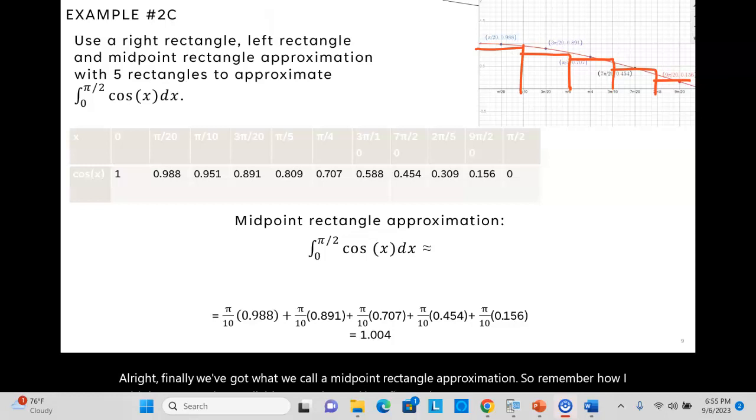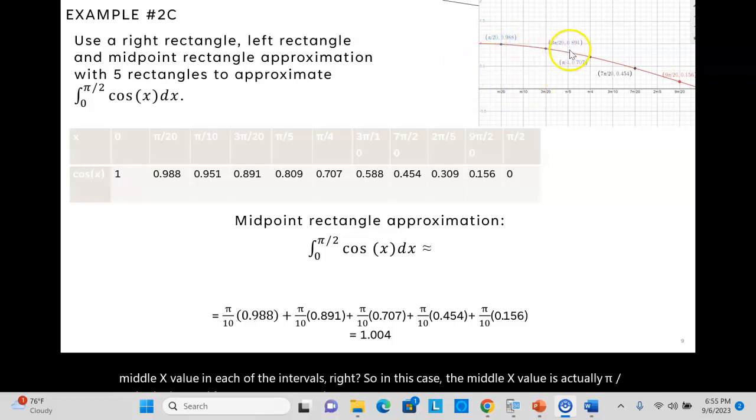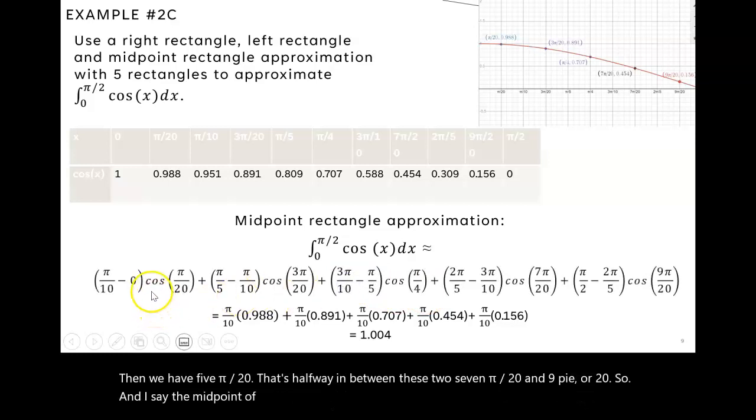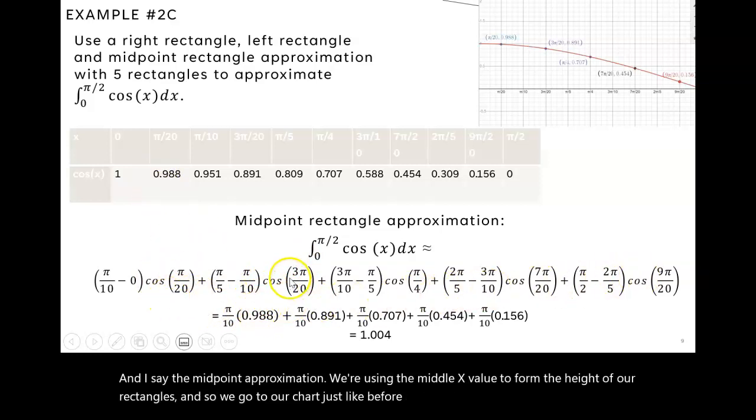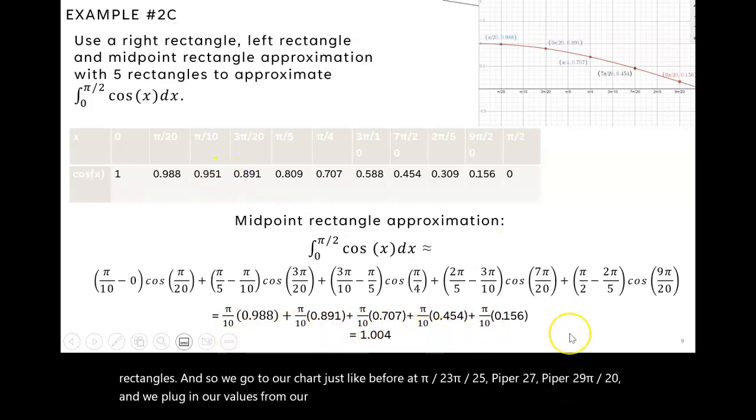So in this case, the middle x value is actually pi over 20 in the interval from 0 to pi over 10. The middle value in between pi over 10 and pi over 5 is 3 pi over 20. Then we have 5 pi over 20, that's halfway in between these two, 7 pi over 20, and 9 pi over 20. So when I say the midpoint approximation, we're using the middle x value to form the height of our rectangles. And so we go to our chart just like before at pi over 20, 3 pi over 20, 5 pi over 20, 7 pi over 20, and 9 pi over 20. And we plug in our values from our chart and get 1.004.